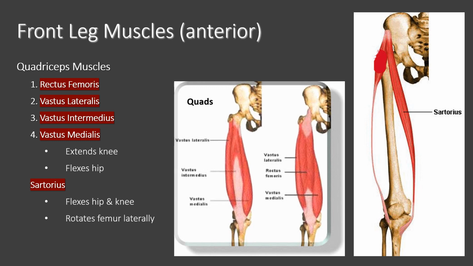These are the thigh muscles. Rectus femoris is the main thigh muscle. Now these four muscles make up the quads. The rectus femoris, vastus lateralis, vastus intermedius, vastus medialis. They are the quads, and they extend the knee and flex the hip.